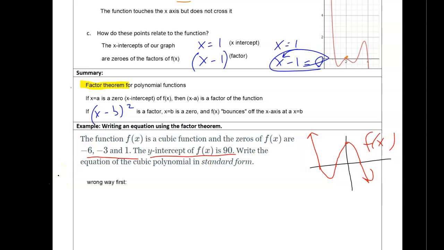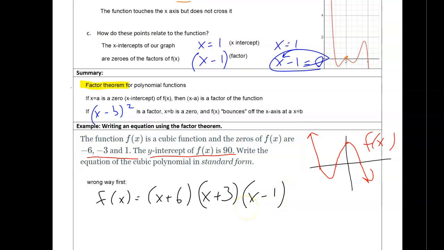So the wrong way, the smart guess, would be to say, okay, f of x is equal to x plus 6, x plus 3, x minus 1. So this is wrong. I used all of my zeros, so that's a good guess based on the factor theorem. But notice we didn't do anything with this 90, right?